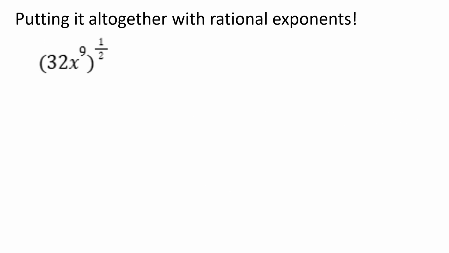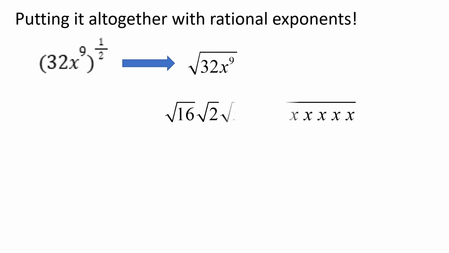Now let's try it with a rational exponent. So this again is the same thing as saying the square root of 32x to the 9th. Right? Those are identical statements. I can break 32 down into the square root of 16 times the square root of 2. I'm going to have 9 x's underneath my radical. The square root of 16 is 4. I'm going to bring down my square root of 2.